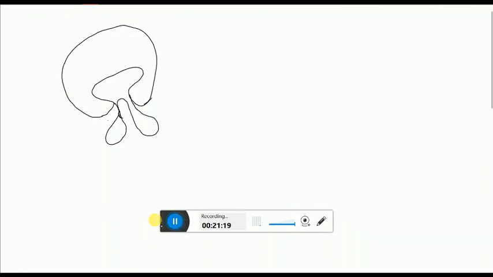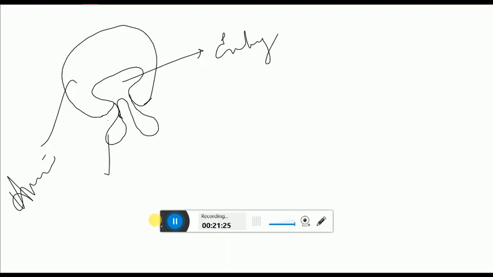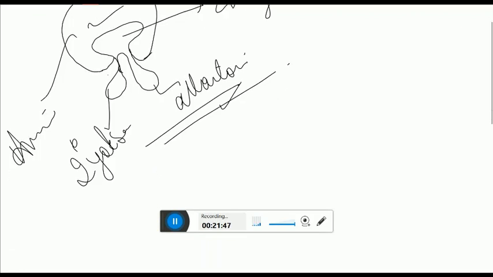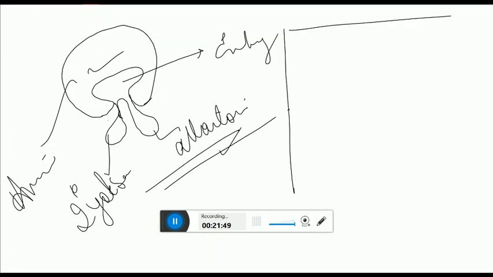This is our structure. This is embryo. This is amnion. This is secondary yolk sac. This is allantois. We have seen the formation of secondary yolk sac, allantois, and amnion. So let's correlate them with what we have read in our books.